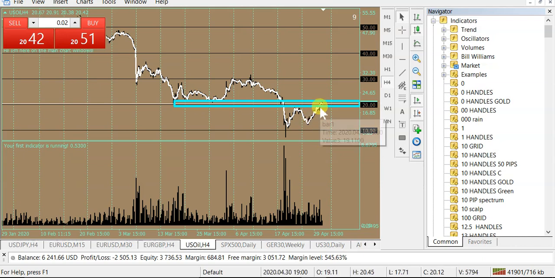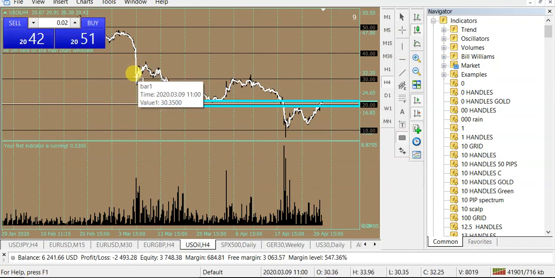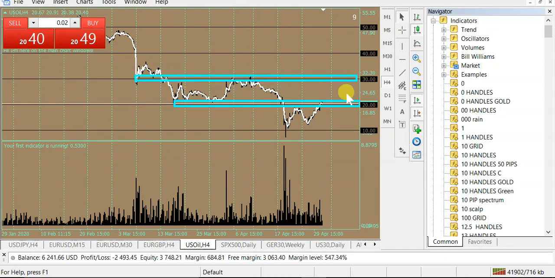Look at this. It's going to engulf. And what's going to happen when it gets to here? The round 30 handle. Can you believe that's $20 down here on the 4-hour chart?